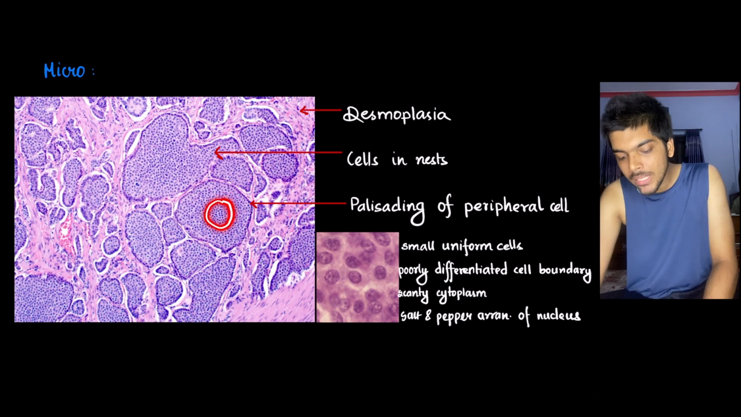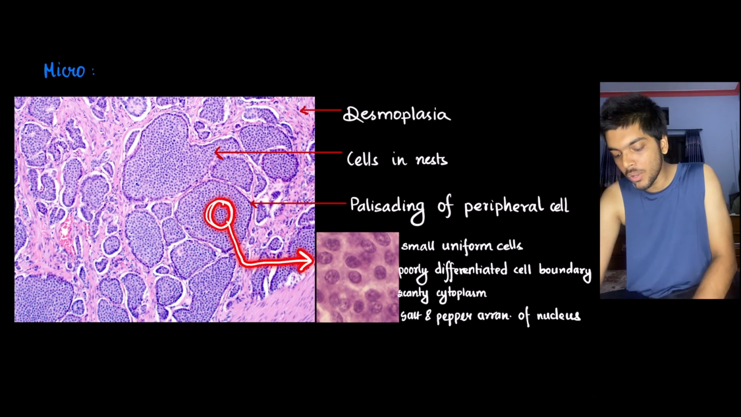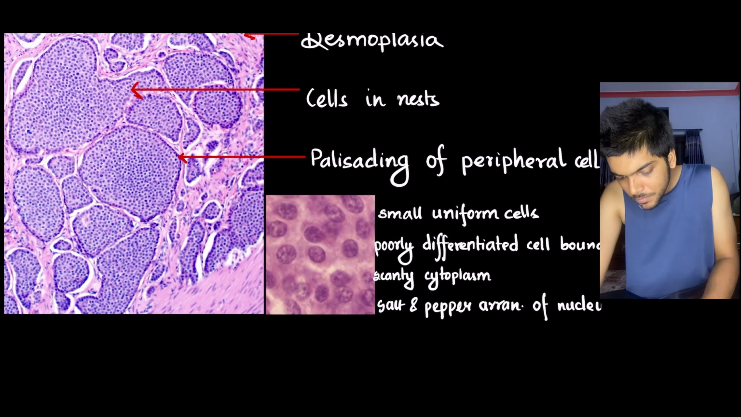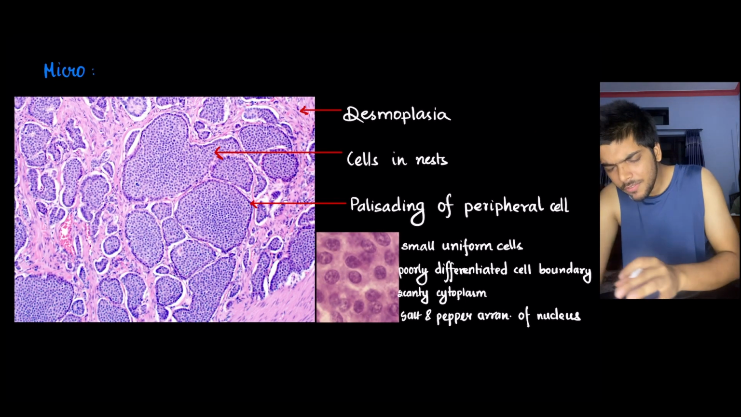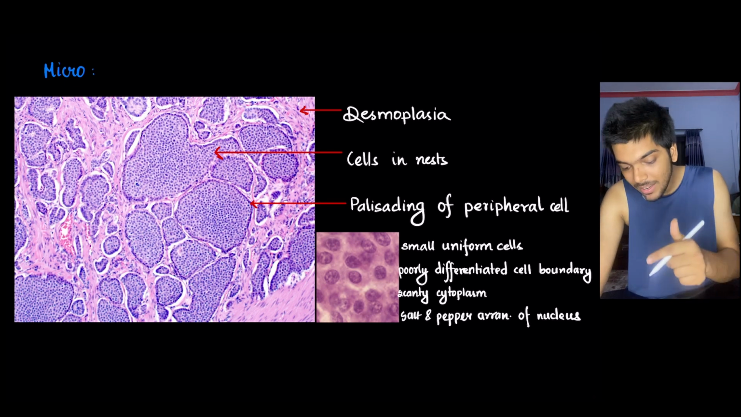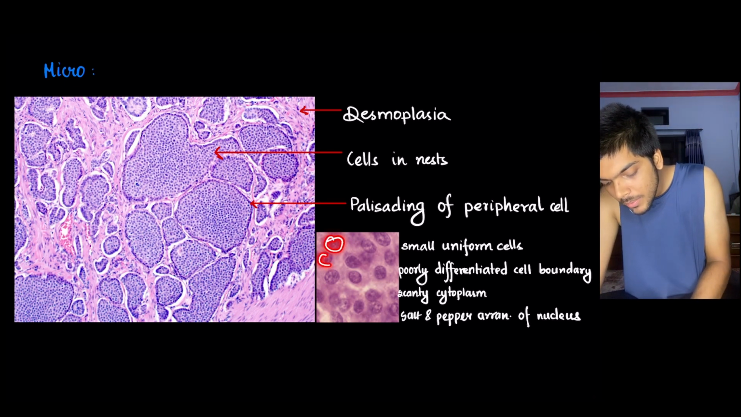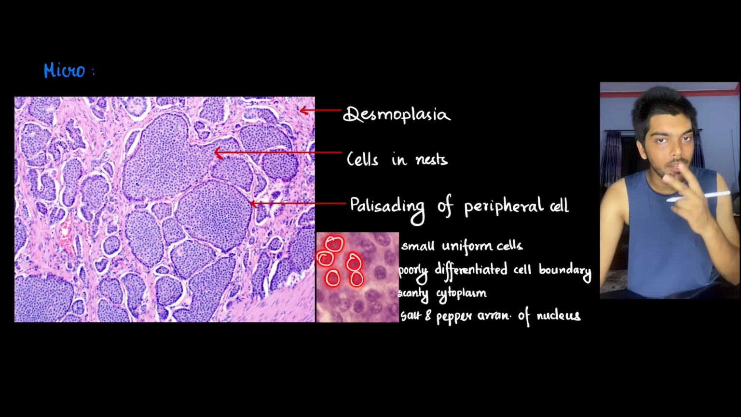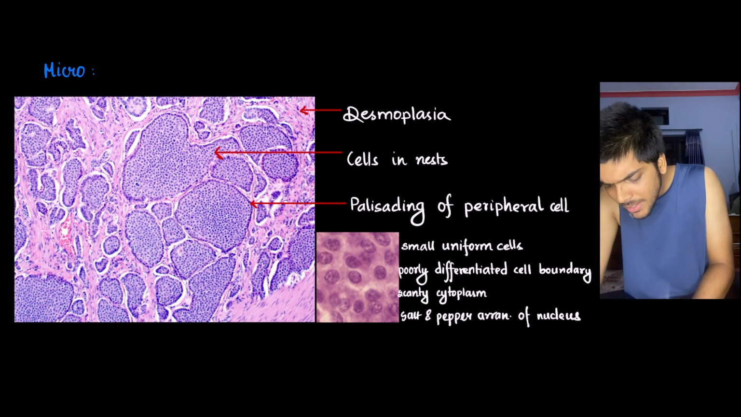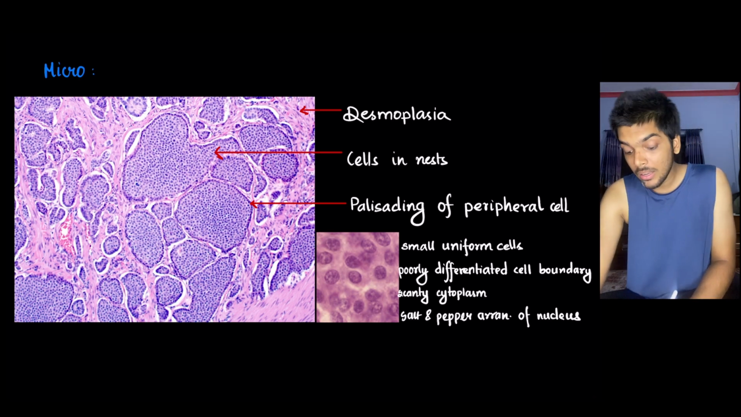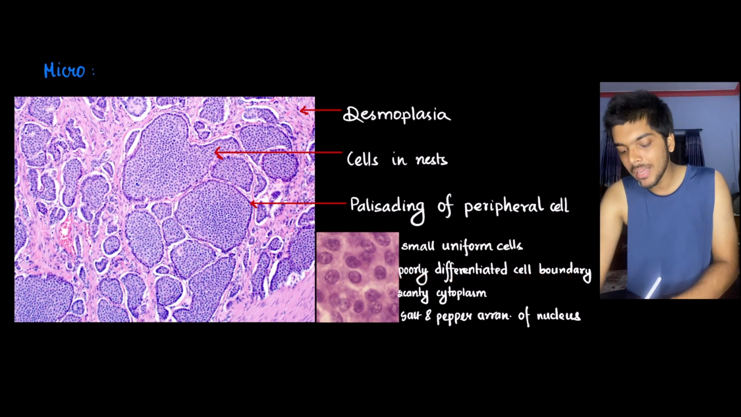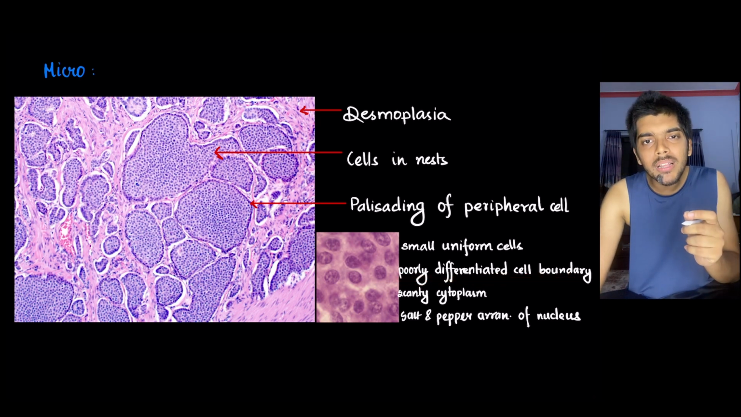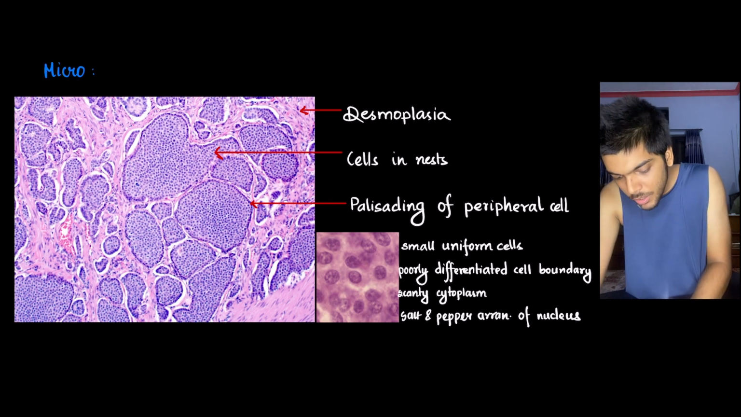Inside, if you zoom in, what do you get to see? You get to see these tumor cells. The special features of these tumor cells are, number one, they are small and uniform. Number two, can you appreciate the boundary of the cell? No, you can't, because it has poorly differentiated cell boundaries. Second, it has less cytoplasm with a larger nucleus. So the nuclei are large, but the cytoplasm is scanty.